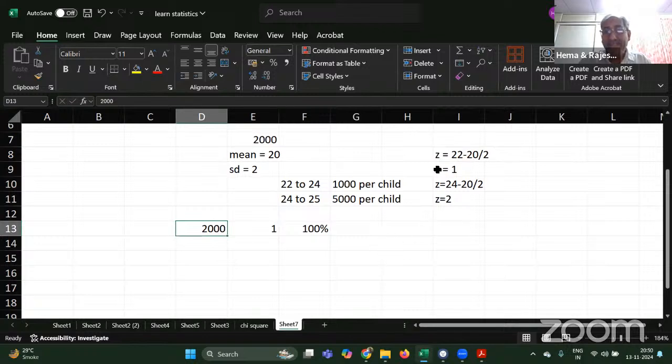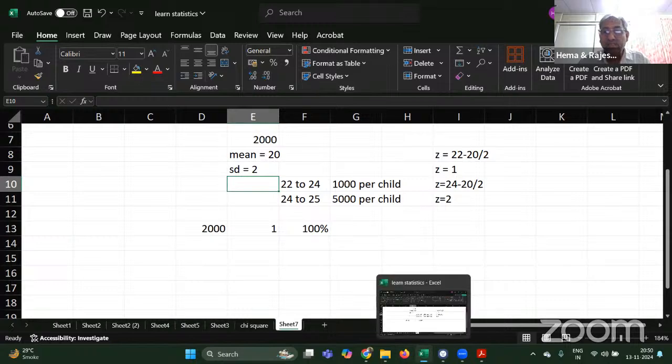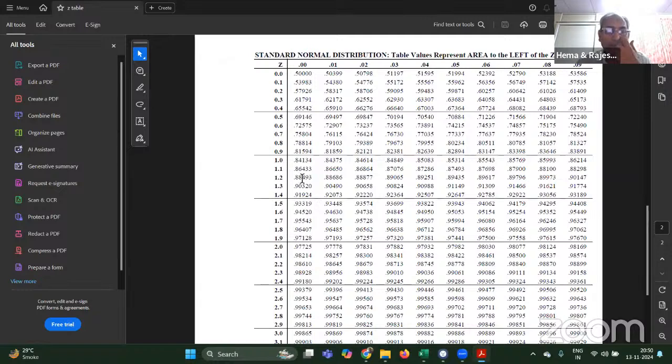Now let's see, at Z value 1 and Z value 2, what is the area under the curve? We find the difference between these two, because it is 22 to 24. That will give us this number in terms of probability, and then we can calculate in terms of number. If you learn this, you can calculate so many examples.